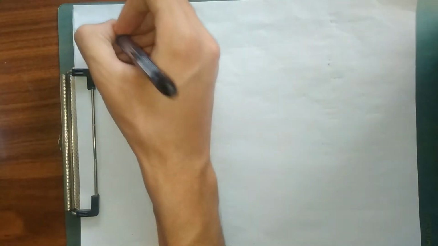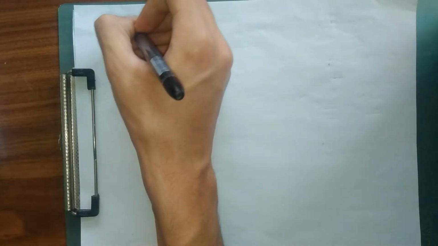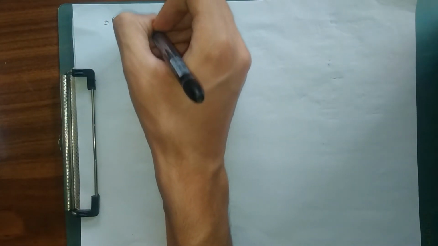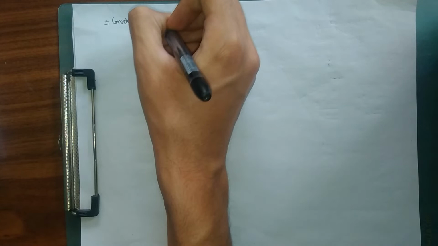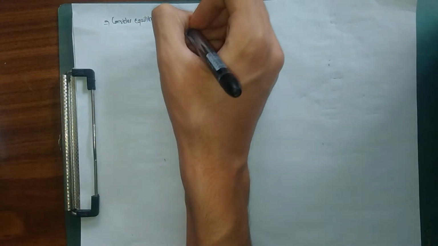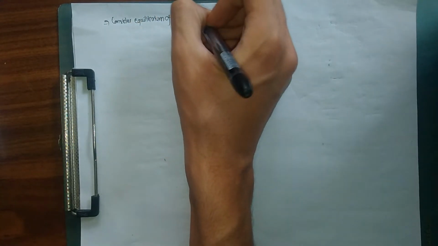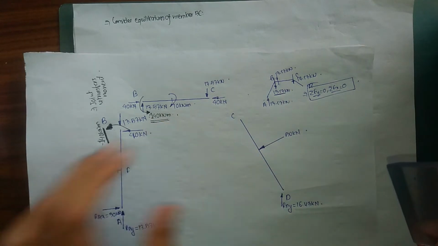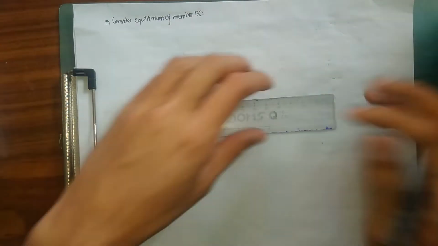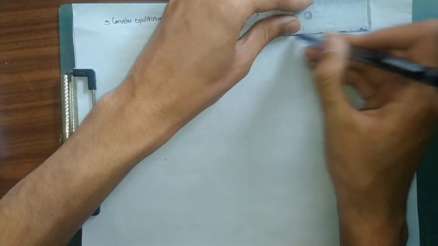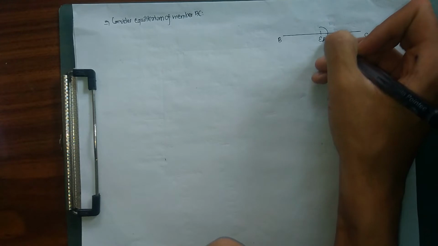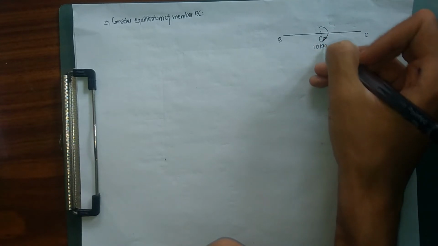Let me write it over here. Consider equilibrium of member BC, and let me draw my figure for member BC. So this is what my figure looks like for member BC. For my member BC, I have a point E over here where we have a clockwise moment of 10 kilonewton meter.